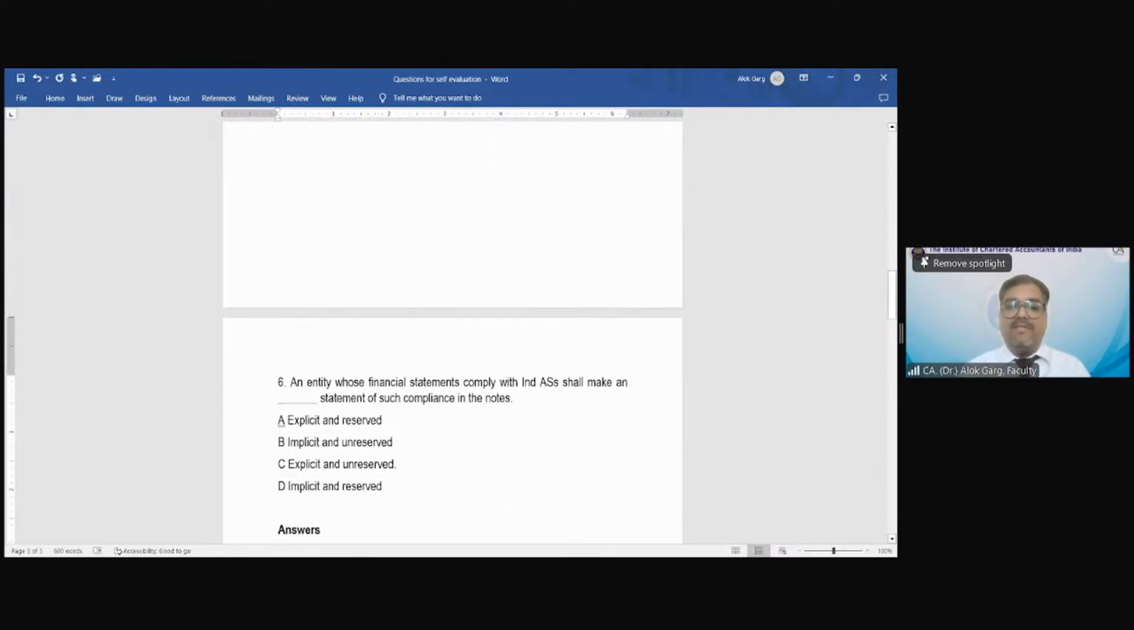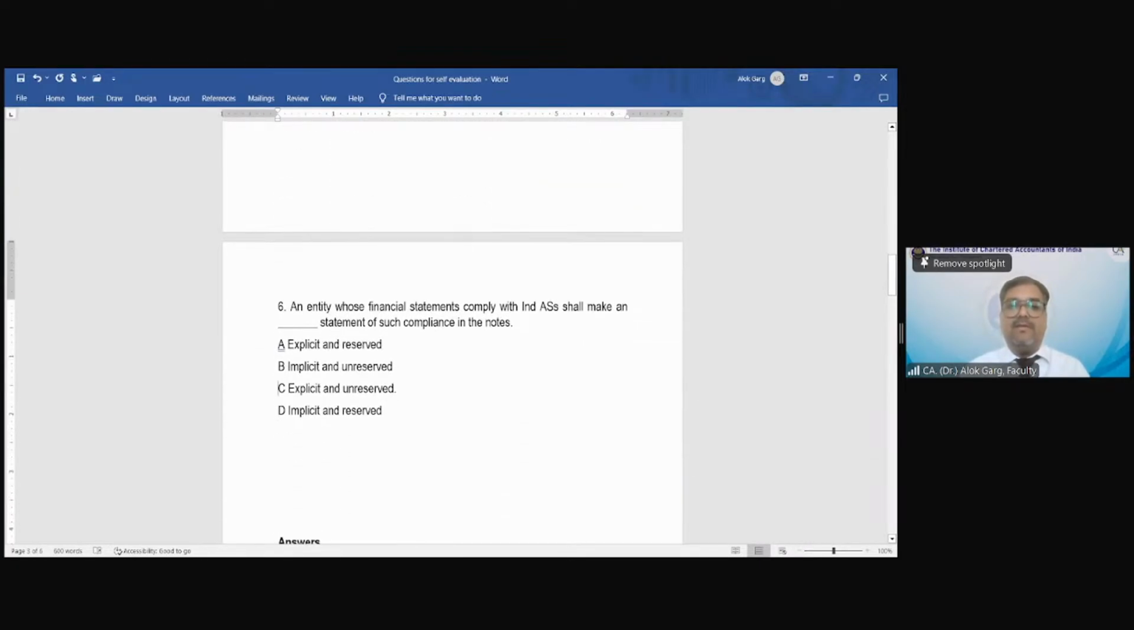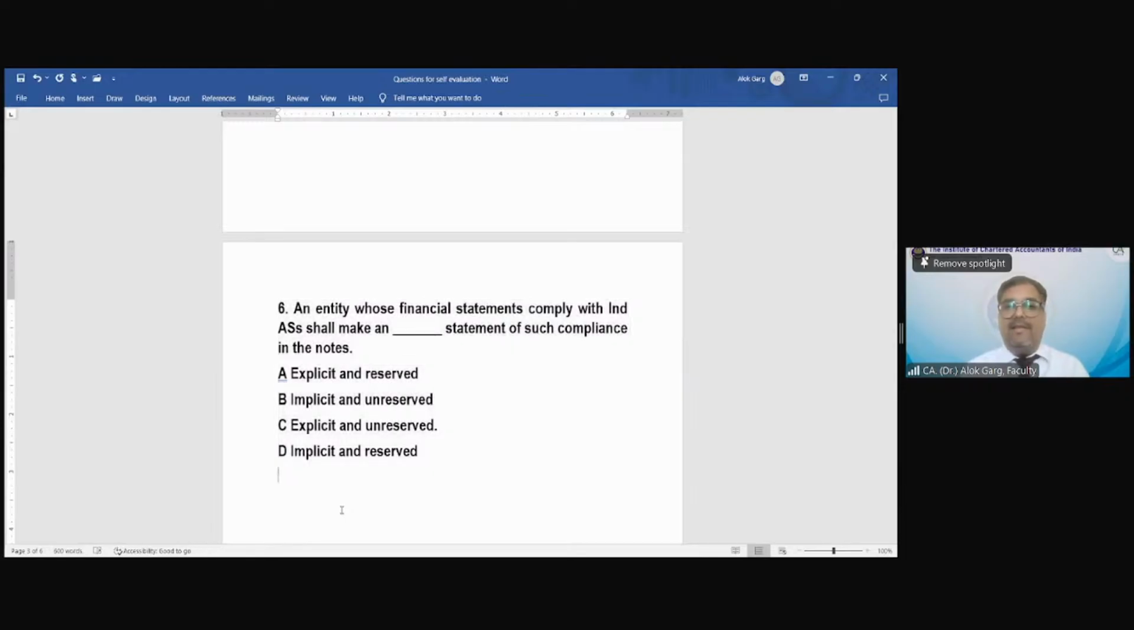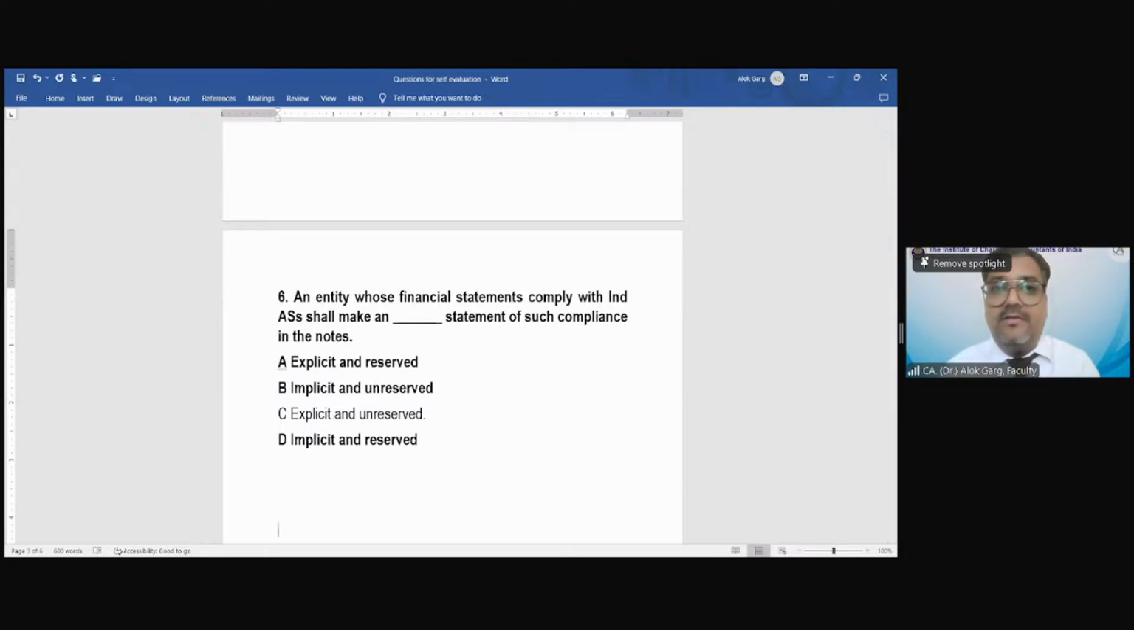Question number 6. You guys are very fast. An entity whose financial statements comply with Ind AS will make an explicit and unreserved statement of such compliance in the notes. The options are explicit and reserved, implicit and unreserved, explicit and unreserved, implicit and reserved. Yes, explicit and unreserved statement of compliance. This is required as per Ind AS 1. Is that clear? Yes.